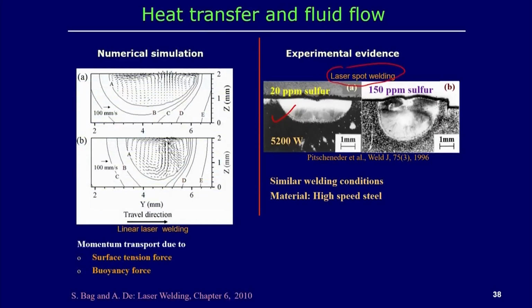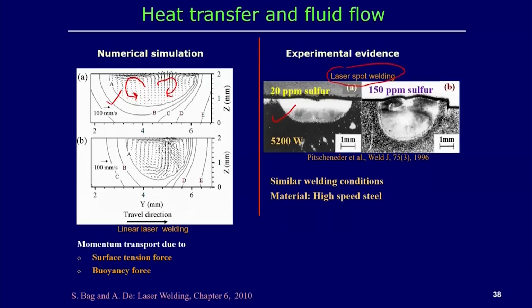So, it is very important to analyze the significant effect of the surface active elements. In most cases we generally neglect or overlook their presence in the weld pool. But from the computational mechanics point of view, for laser spot welding under similar conditions we have done some simulation, and here we can see the flow pattern. In the case of low sulfur content, this is the profile, and here we can see that the material flow pattern is in this way.